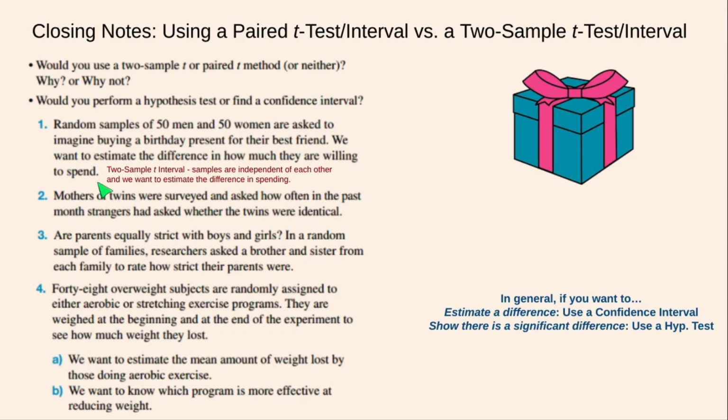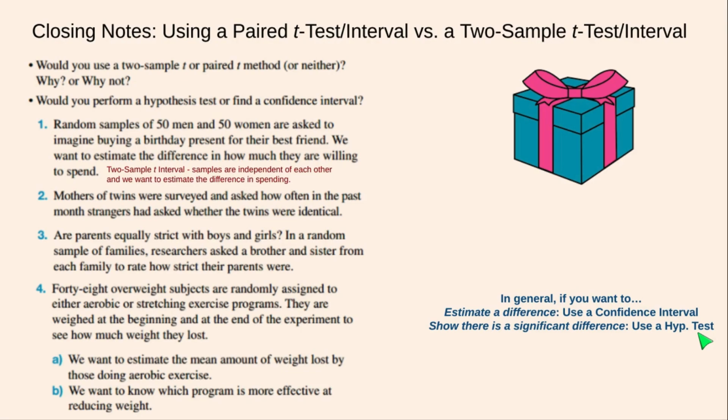All right, so down here you may have noticed, in general, if you want to estimate a difference, you use a confidence interval. Or if you want to show there is a significant difference, we use a hypothesis test. And yes, a two-sided alternative confidence interval can be used in place of a hypothesis test, but in general, if you want to estimate a difference, use a confidence interval. If you want to show that the difference is significant or not, use a hypothesis test, okay?